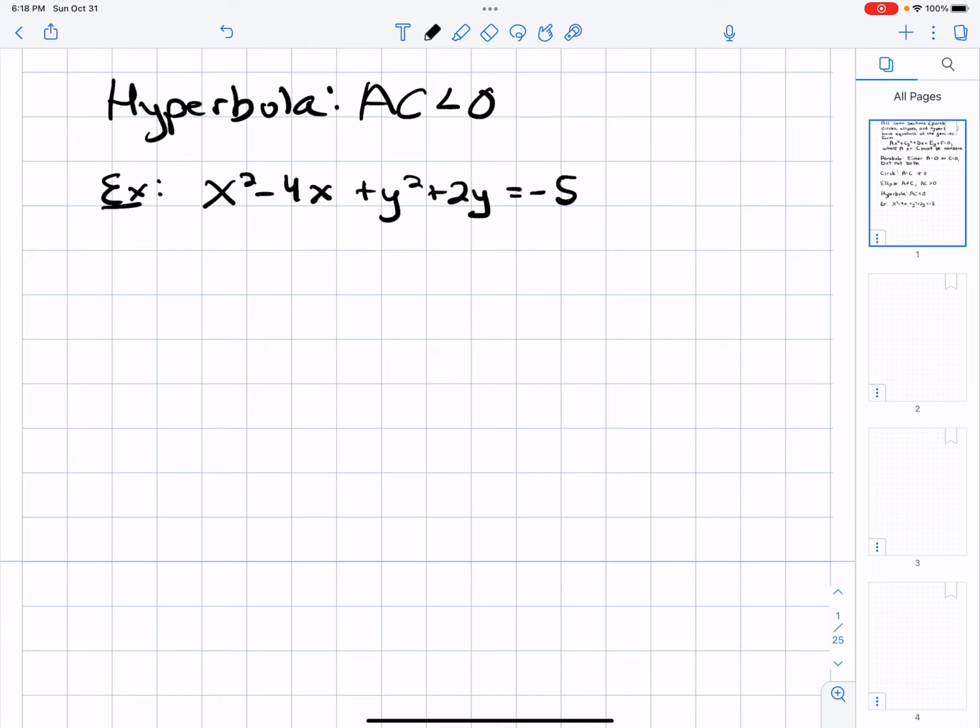And it can't be a parabola because in a parabola either a or c is 0 but not both. So you either have x squared or y squared but not both. So it's possibly a circle, but let's find out.